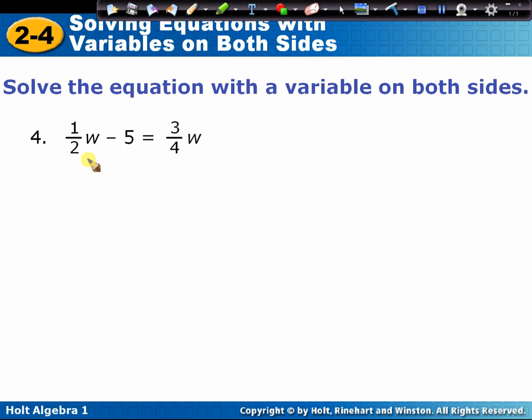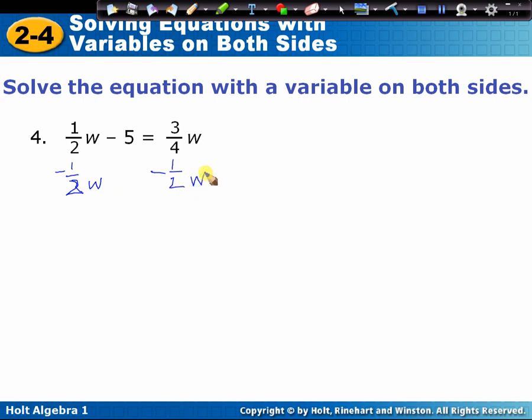In order to get those W's to be together, like I said, it doesn't really matter if you choose left or right, but for this problem, we're going to choose to move this W to be with this W, because if we were to move the 3/4 W to the left side of the problem, then we would have nothing left over here on the right. So we want to avoid that for the time being. And we just simply have to subtract 1/2 W, because we have a positive 1/2 W on this side. We have to move it to be with the 3/4 W on the other side.